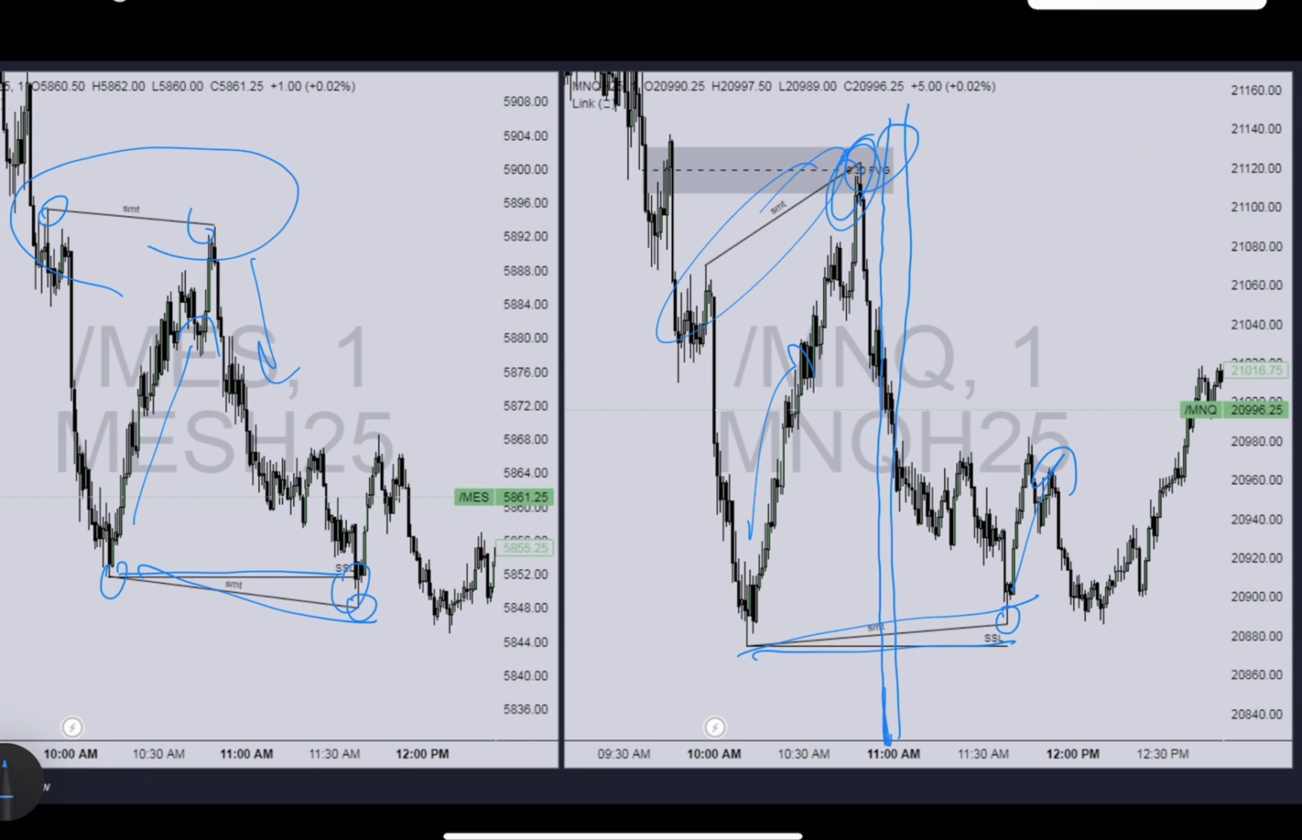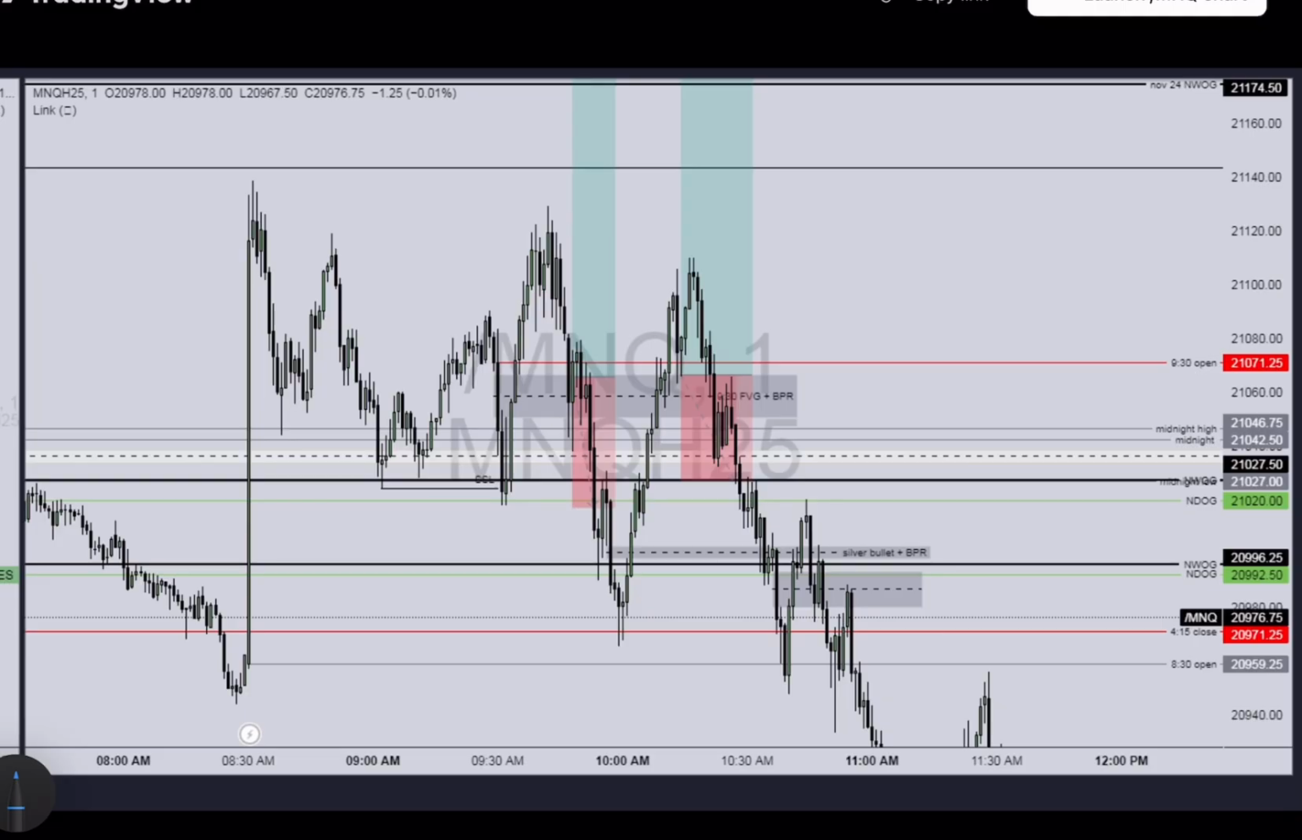I'm going to go on to the last and final example now, showing you guys executions of the 930 fair value gap. All right, final example here. I purposefully showed you guys a loss, right? The reason I'm showing you this is to tell you that you can't, number one, blindly enter off of the 930 fair value gap.